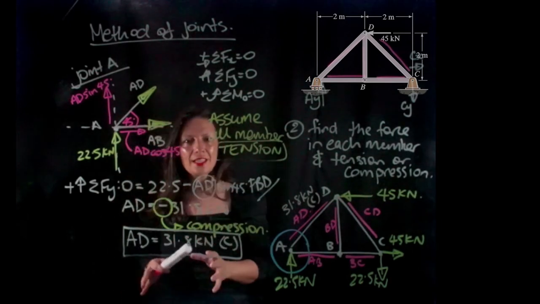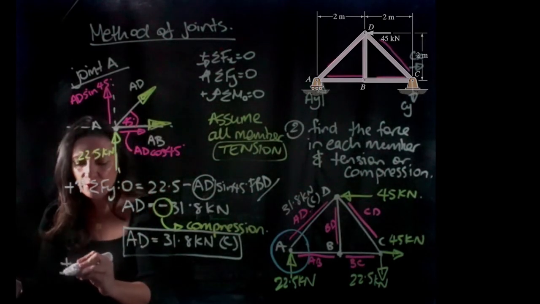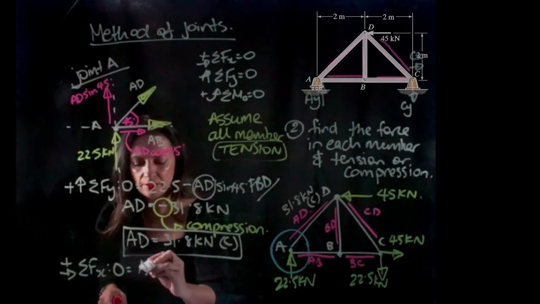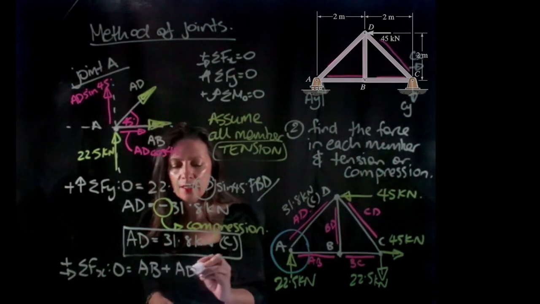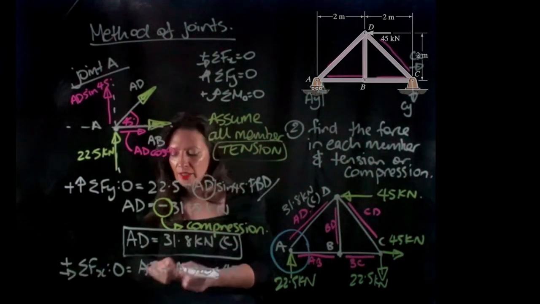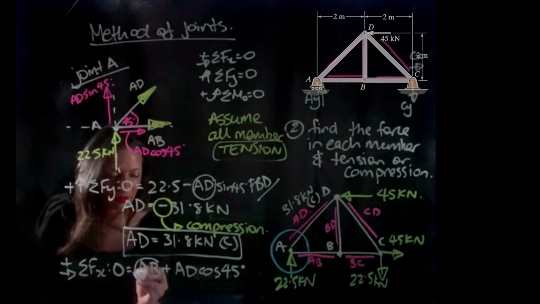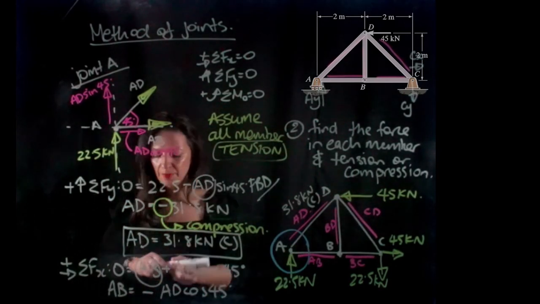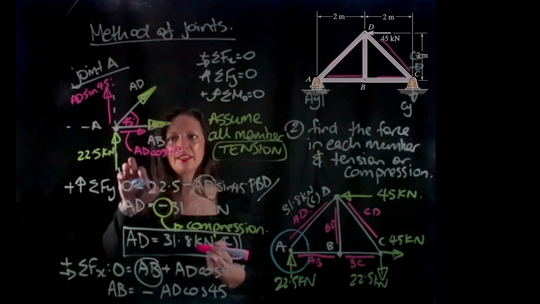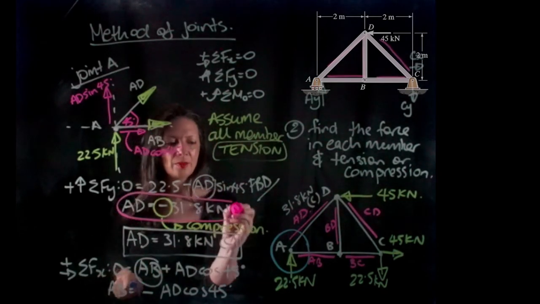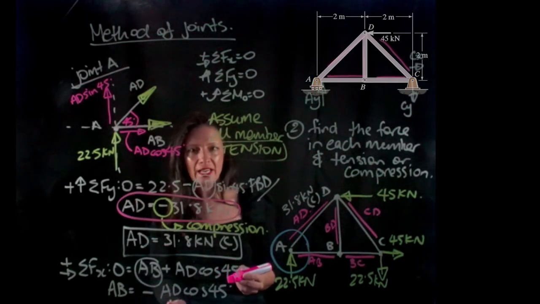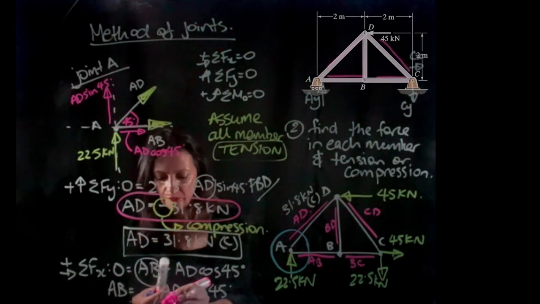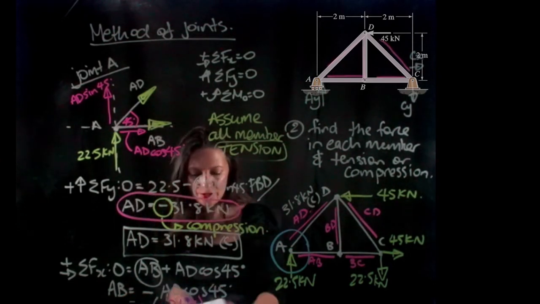So now we know what AD is. Now we can take the sum of the forces in the x direction to find AB. So the sum of the forces in the x direction has to equal 0. And I'm going to have AB positive plus AD cos 45. So we're going to solve for AB, so AB equals minus AD cos 45. Okay. But earlier we wrote that we assumed that AD was in tension. So we need to remember that we need to include the negative sign when we are substituting AD into this equation. So we're going to have equals minus 31.8 kilonewtons cos 45.